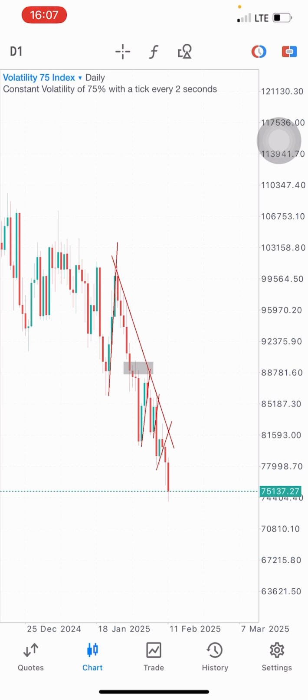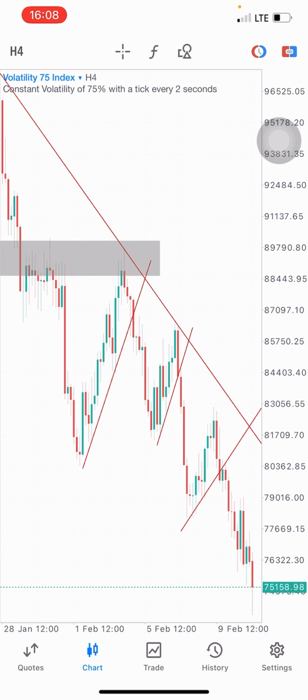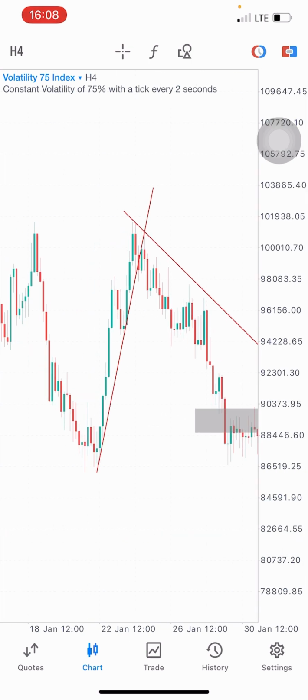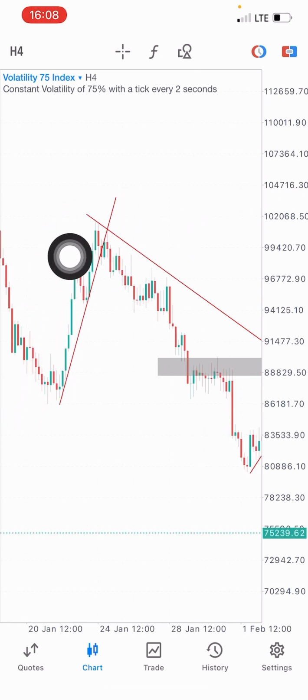I did some setup on the 4 hour time frame previously. I did some analysis here, following the direction of the market. You can see previously this was the movement of price. There was an upward movement to this area, which found resistance around this area, so price was rejected to this area.